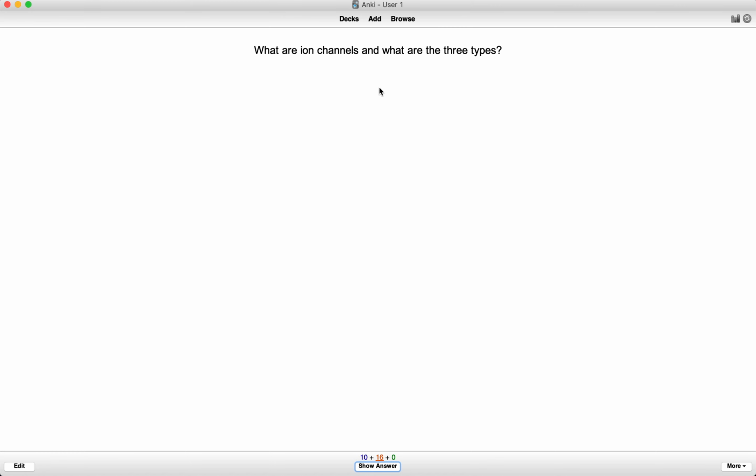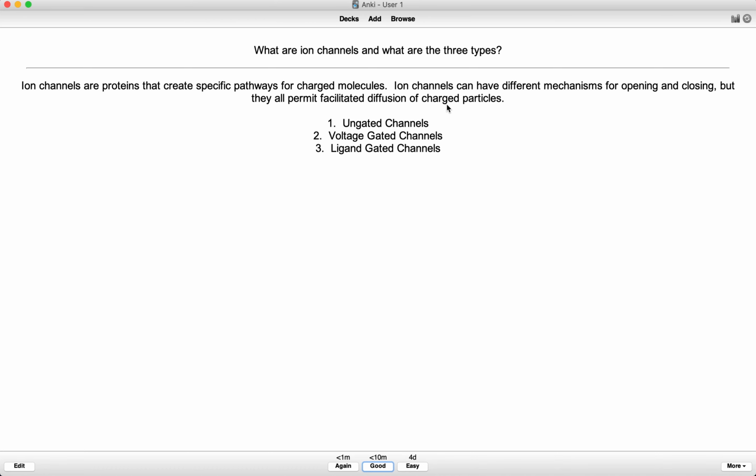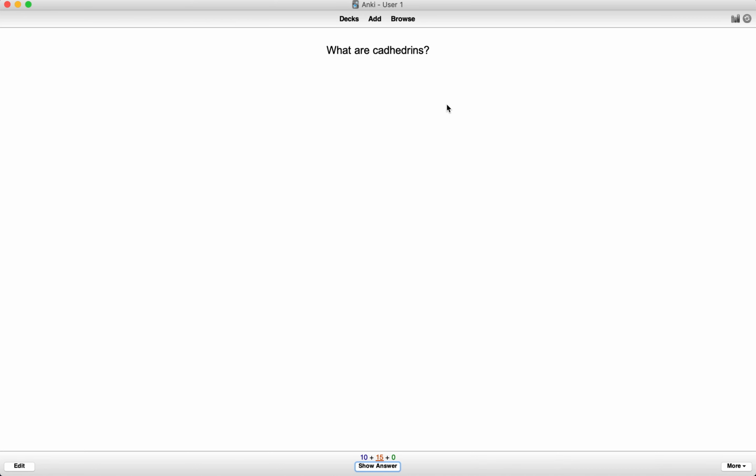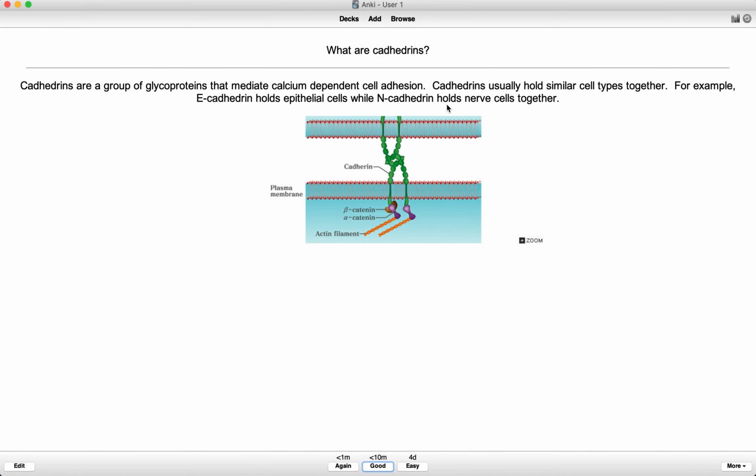Ion channels allow for the facilitated diffusion of ions. There are ligand-gated channels, voltage-gated channels, and ungated channels. Cadherins are glycoproteins that are involved in calcium-dependent cell adhesion, and they typically allow similar cells to adhere together. So, for example, cadherins allow epithelial cells to stick together.